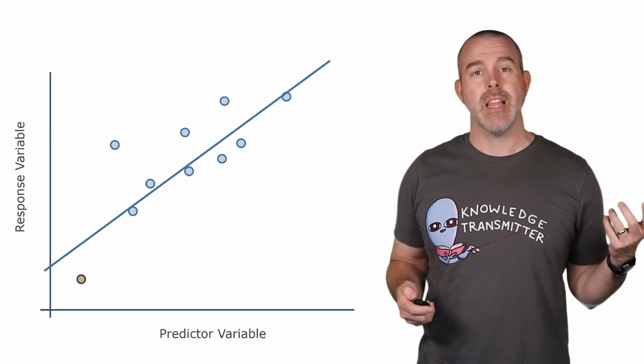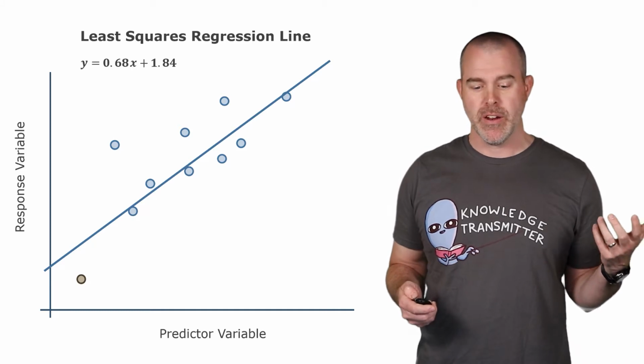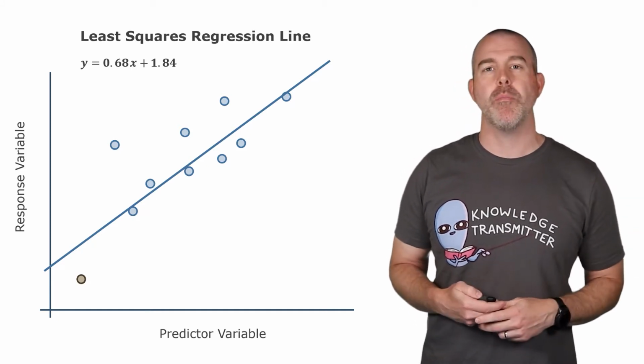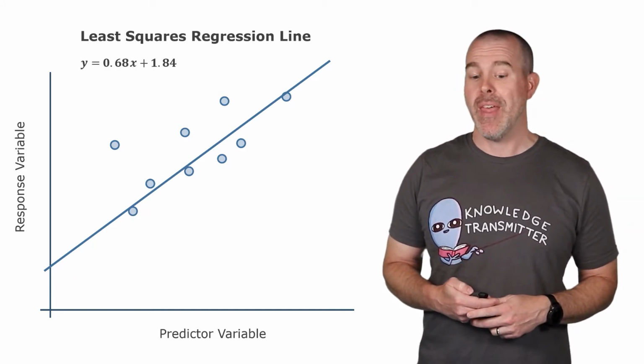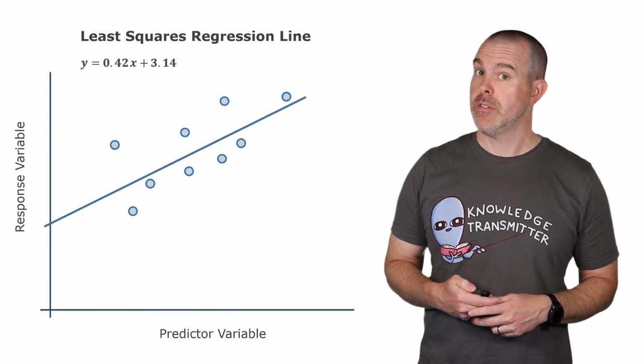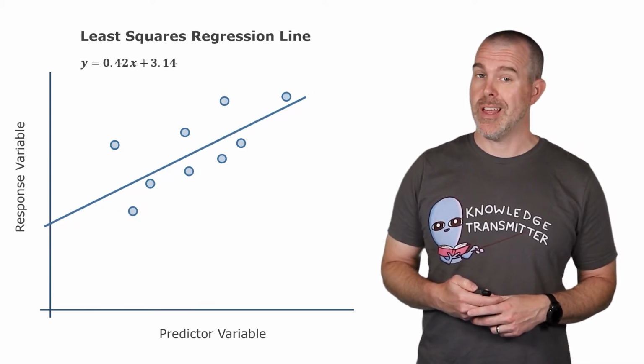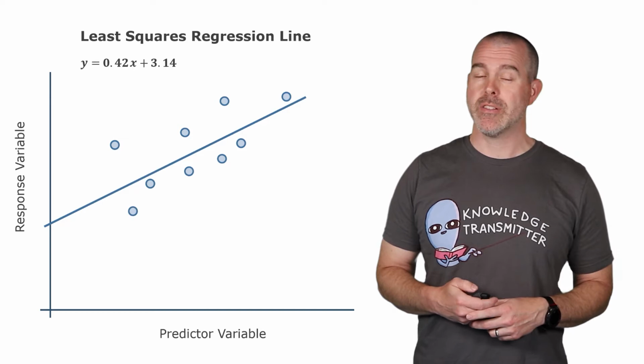Okay, so last example, what if we have one way over on that bottom left down there? Here it is, here's the line with that point in here, slope of 68 hundredths, 1.84 is the y-intercept, and then if we take it out, look at the change now. Like about a 50% drop in the slope.